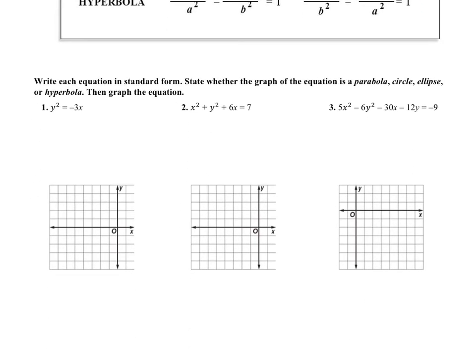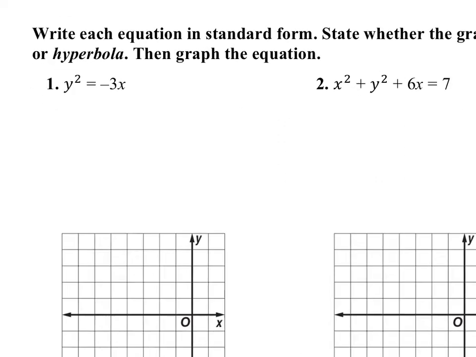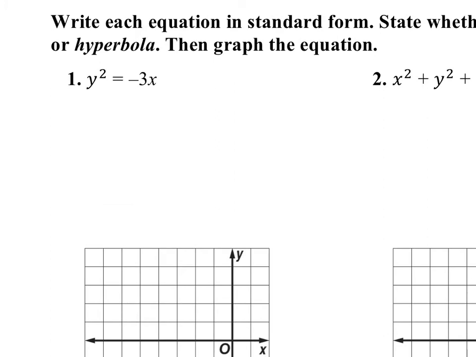All right, so for number 1, they just throw an equation at you and you have to state whether it's a parabola, circle, ellipse, or hyperbola. Then you also have to write the equation in standard form and graph it. For number 1, I see that only one variable is squared, and that's x. Anytime you only have one of them squared, it's a parabola. So I'm going to identify it first and then put it in standard form. So this is a parabola.